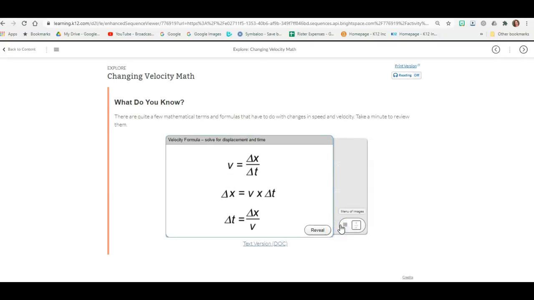Again, looking at velocity, how you can change that formula to find velocity. Here you can find the displacement on the second one, and here's the time equals the displacement divided by velocity. So that's a good formula set to have as well. All right, so we've covered all of those. We're ready to go on.